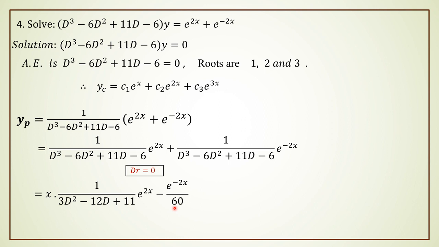Okay. Now let me replace d by the coefficient of x, that is 2, so that you are going to get the value as minus 1. Therefore, the particular integral of the above differential equation is minus x into e to the power 2x minus e to the power minus 2x by 60.